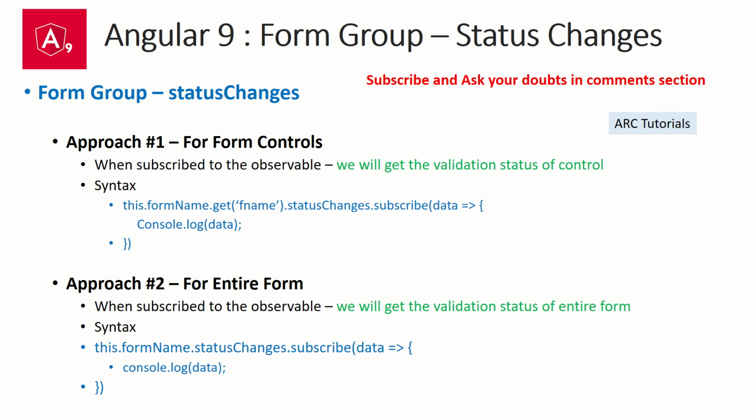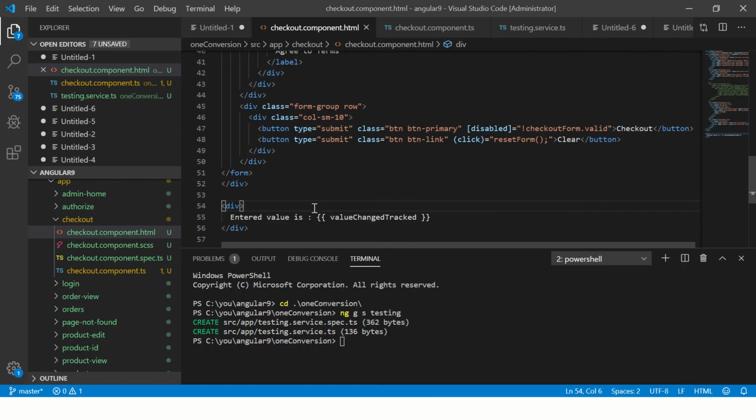Now there are two approaches to this. We can use status changes just like value changes. We can either use it for form controls or we can use it for the entire form in one go. Let's see with some hands-on examples on both approaches. First, we will learn how to do the form control using individual element, and then we will try and capture the status of the entire form. So let's go ahead and go to our application.